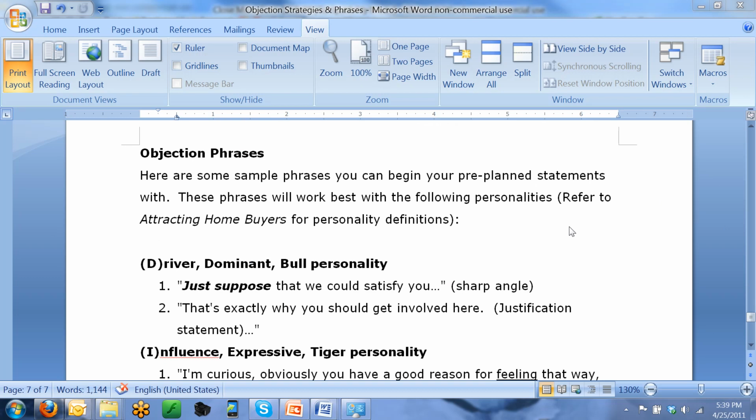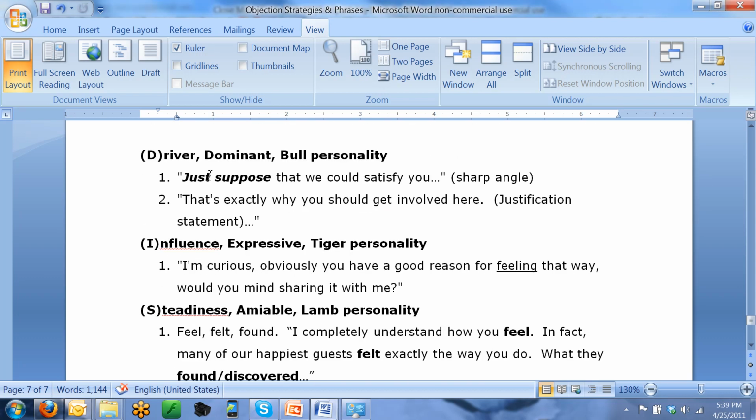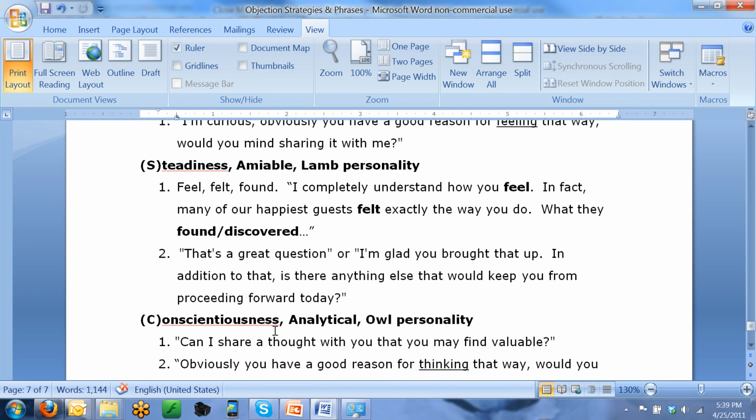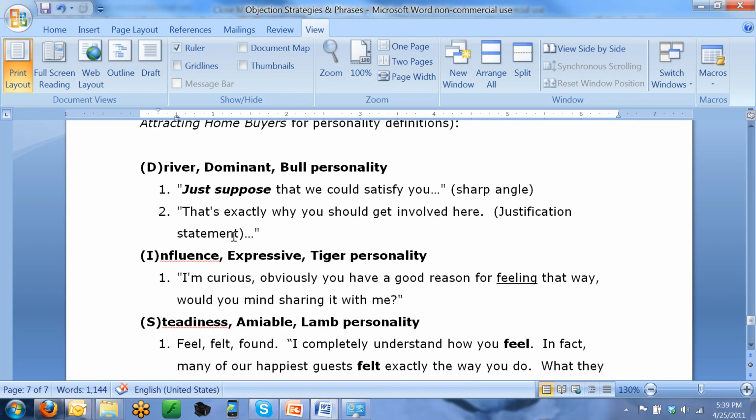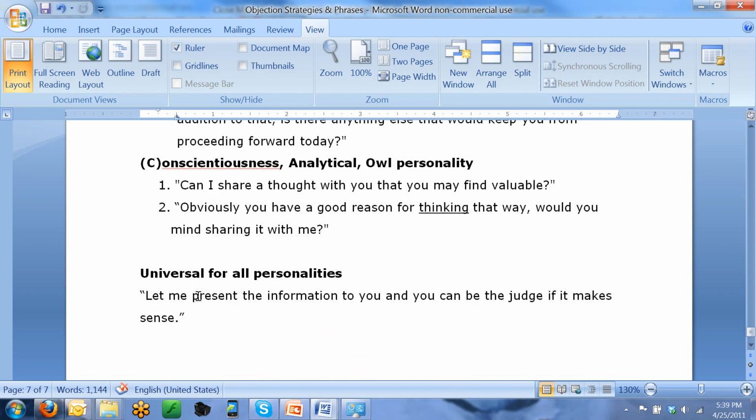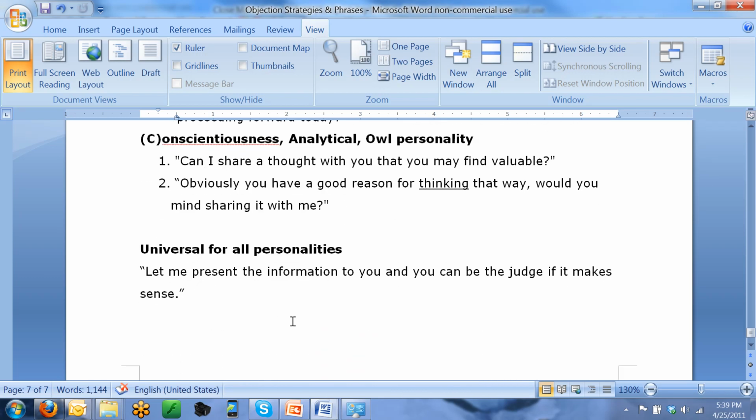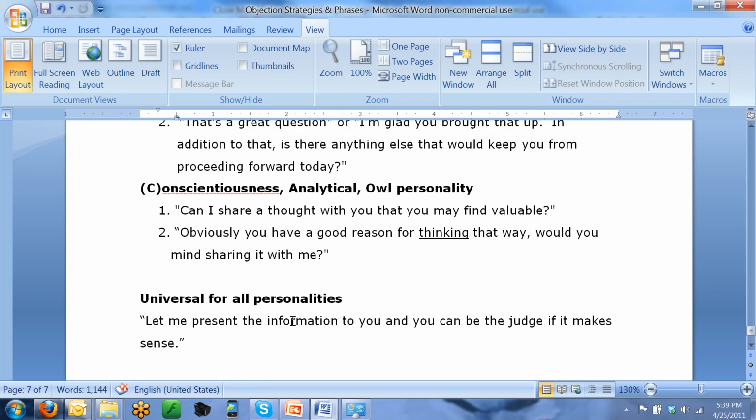These are important objection phrases that you will use to begin your pre-planned response. Now, if you've had any personality training, you'll notice here that we have driver, influence, steadiness, and conscientiousness. If you understand those types of personalities, these are phrases that worked well with them. The universal one that I like to use is, let me present the information to you and you can be the judge to see if it makes sense.